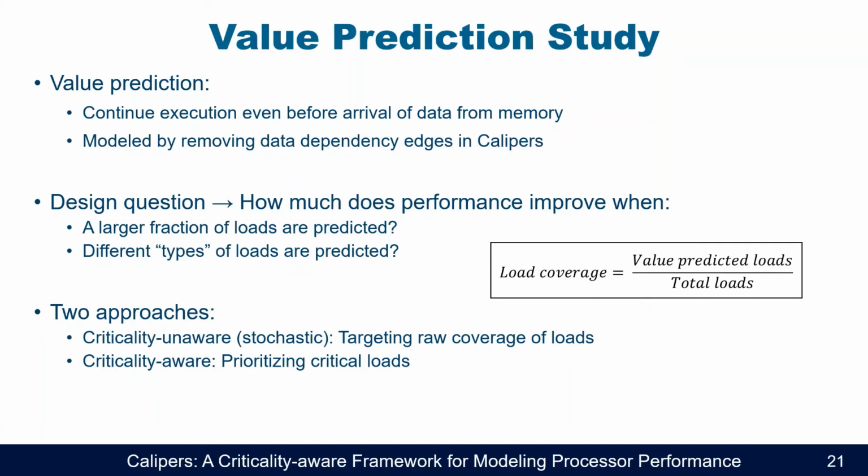Since value prediction demands chip resources, not all loads may be value predicted. So the design question here is: what fraction of loads should be value predicted? Also, do some loads provide more benefits than others when value predicted? As for choosing the loads to be value predicted, we modeled two spectra of efforts from prior work. One is criticality-unaware, which has no regard to criticality and targets raw coverage, which is defined in the box. The other is criticality-aware, which prioritizes predicting loads that are in the critical path.